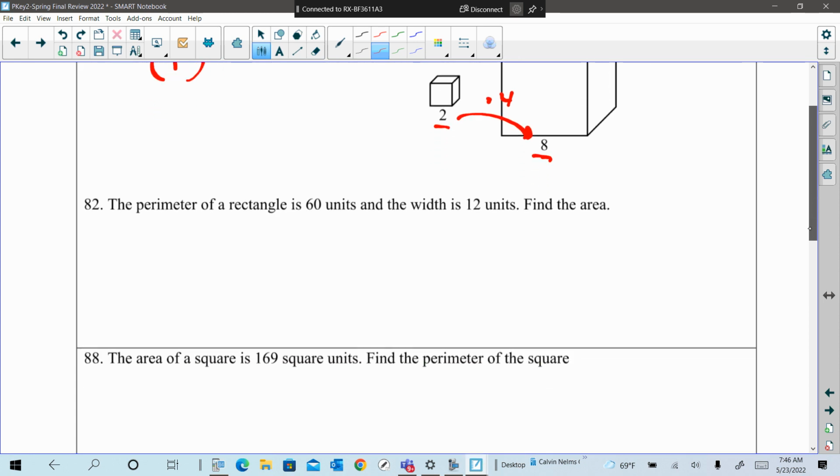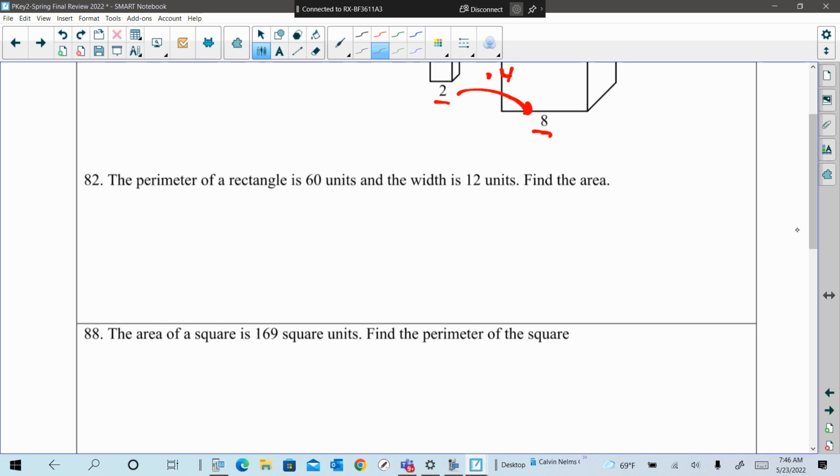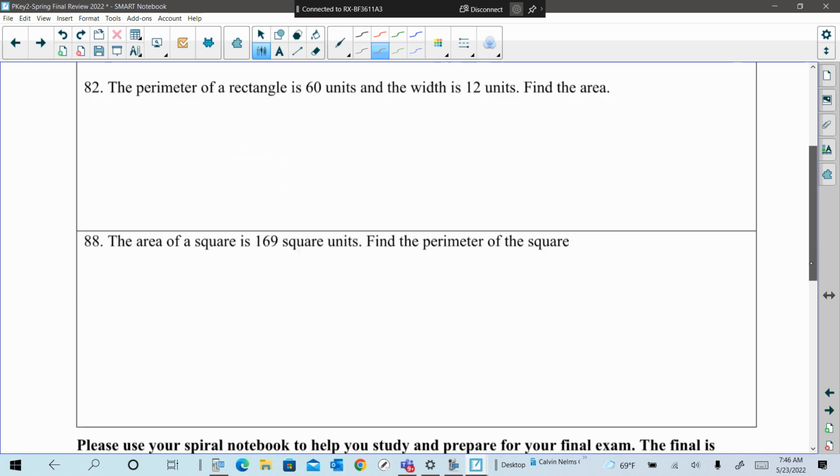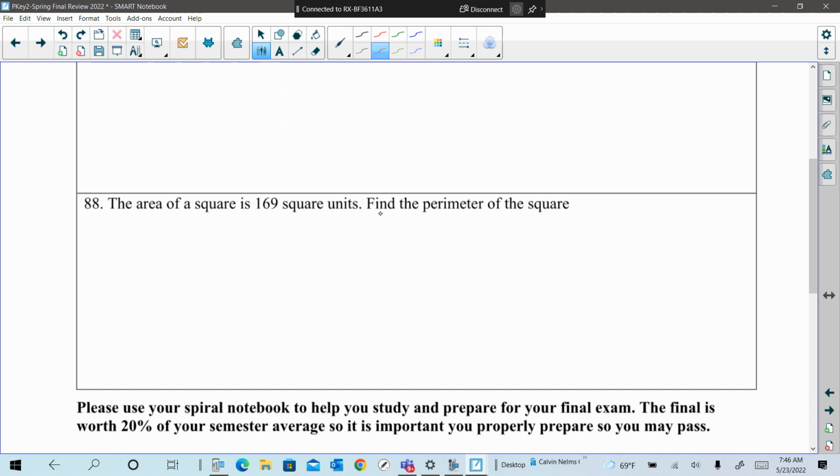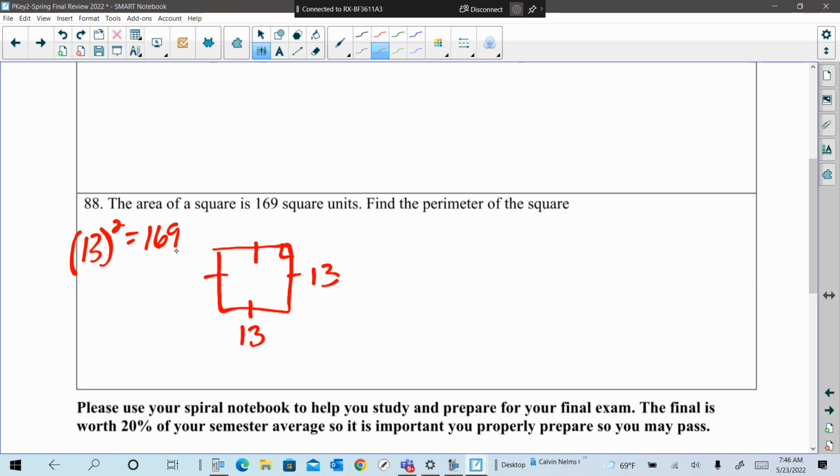We have some more working backwards. Numbering gets off. The area of a square is 169 square units. If it's a square, all the sides are the same, so hopefully you see that has to be 13. 13 times 13, or 13 squared, equals 169. Then they just want you to take that information and find the perimeter.